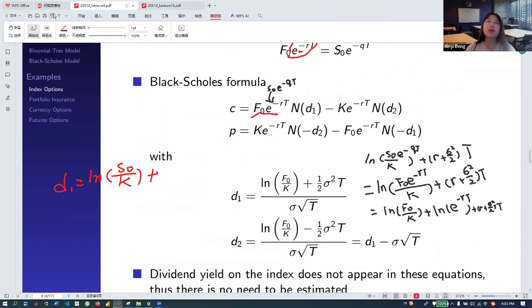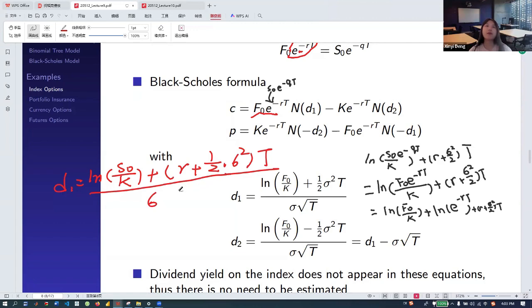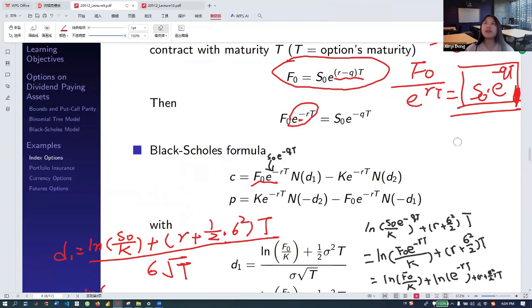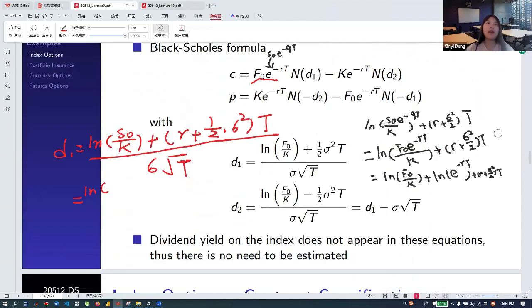So I'm writing the original form of the BS formula, which we learned from lecture 8. So here r plus 1 divided by 2 times sigma squared, and then times T, divided by sigma times the square root of T. So here we are replacing that S0, ln S0, sorry. Actually, I already wrote it here on the right-hand side, but let me write that again. So we are replacing S0 with F0 times e to the power of minus RT.